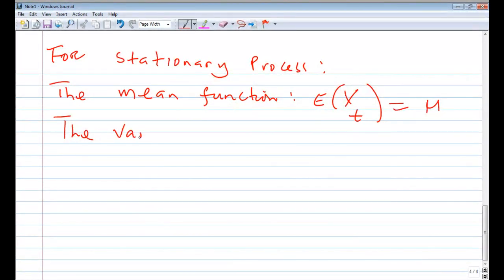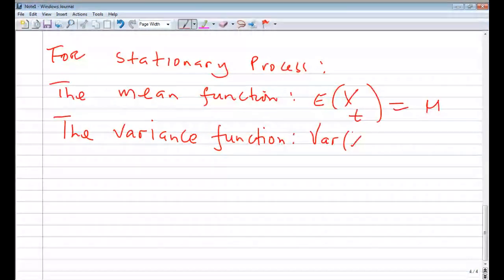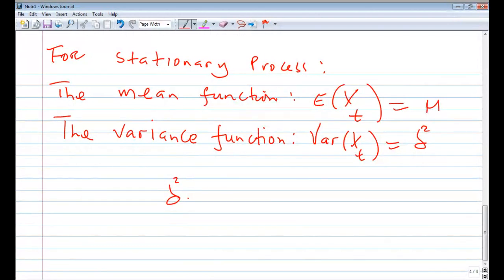So the variance function under a stationary process is given by var of xt, which is equal to sigma squared. This symbol, we call it sigma squared, stands for the variance. Okay, so you have to know how to write it. So now the variance function is defined by var of xt, which is equal to sigma squared.